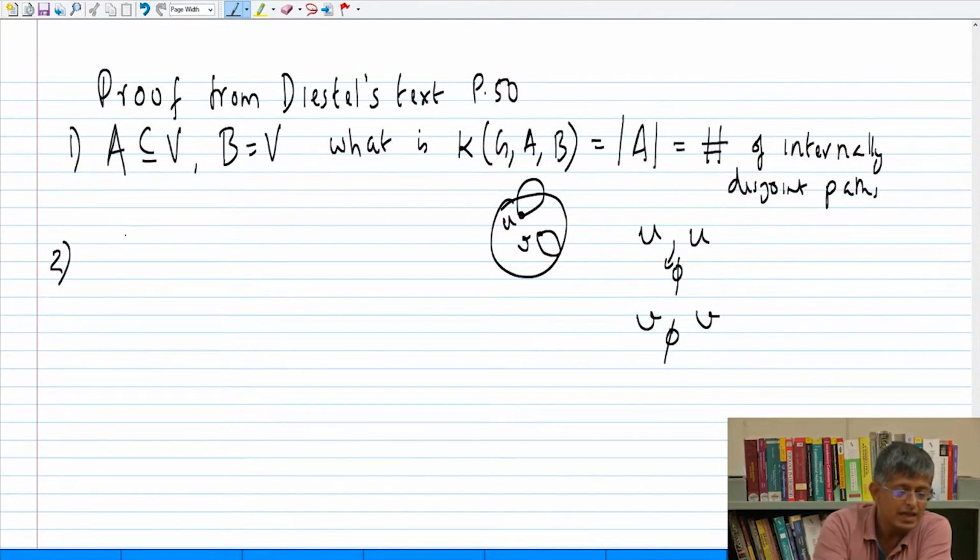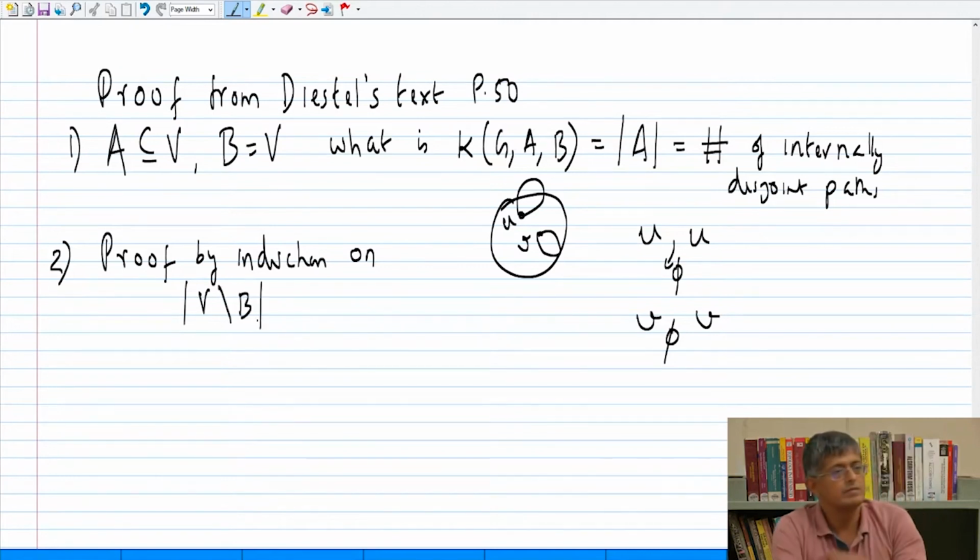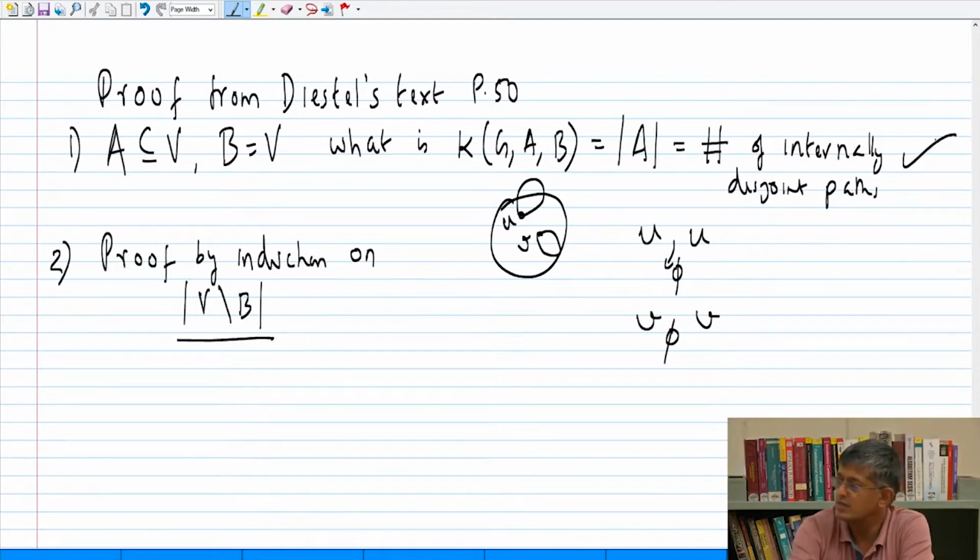This boundary case helps us to do a proof by induction on V minus B. I am going to prove Menger's theorem by induction on the cardinality of V minus B, right. Is the base case taken care of? The base case is when the cardinality of V minus B is equal to 0, that is when B is equal to V, and in that case I have already proved Menger's theorem.